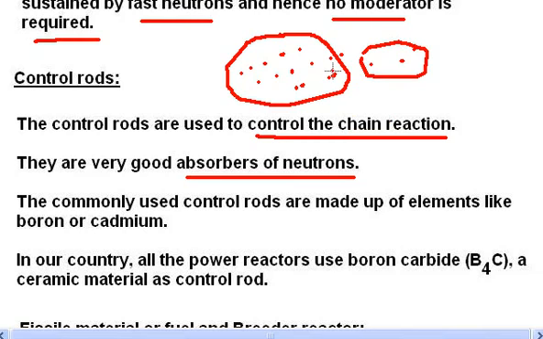Control rods control the chain reaction. Moderator slows down the fast neutron. And how does the moderator slow down the fast neutron? By the elastic collision method. But how does this control rod control the chain reaction? By the absorption method, by absorbing the neutron. Clear? The commonly used control rods are boron or cadmium, and in our country the power reactor uses boron carbide, a ceramic material, as a control rod.